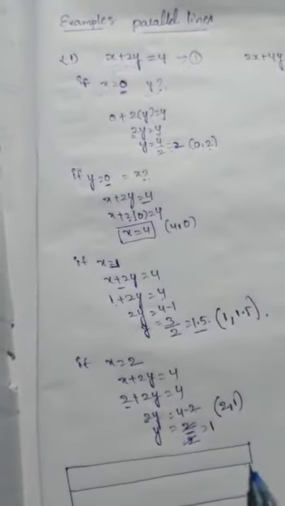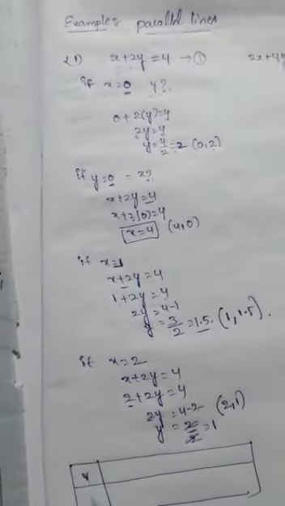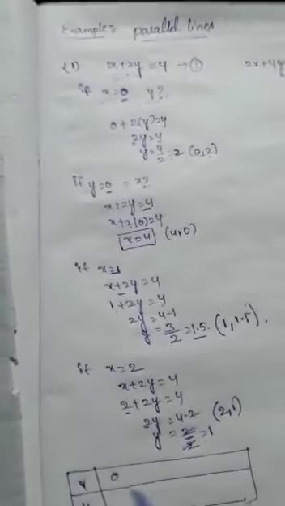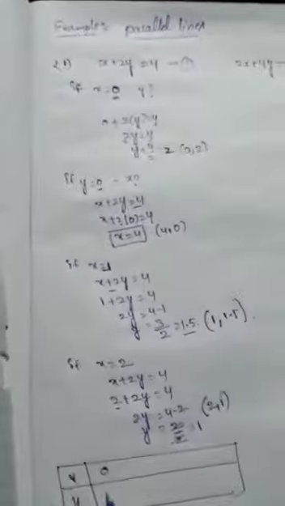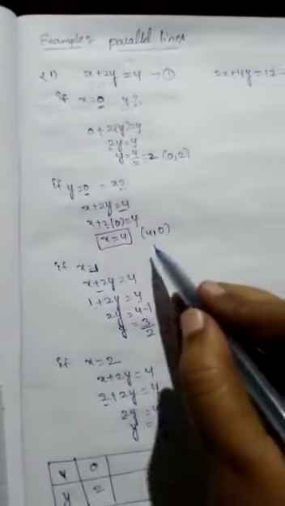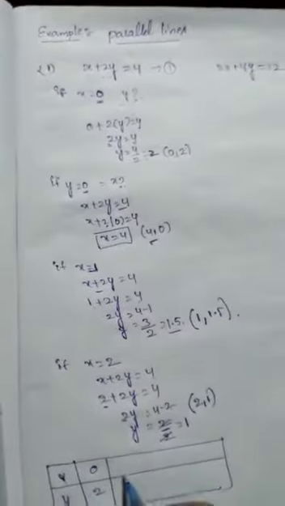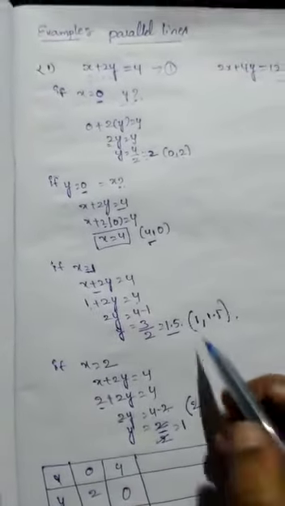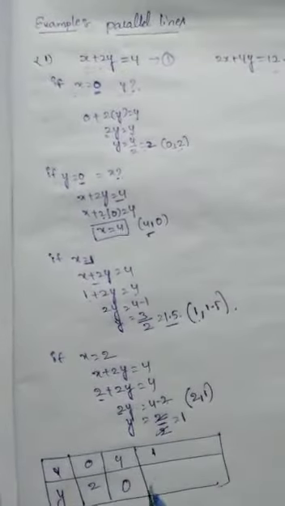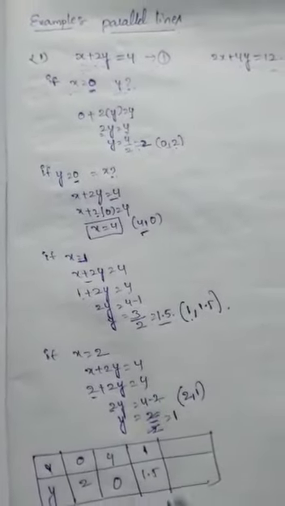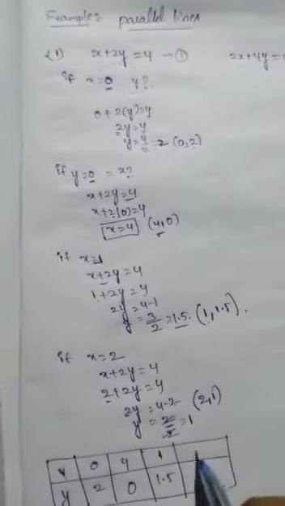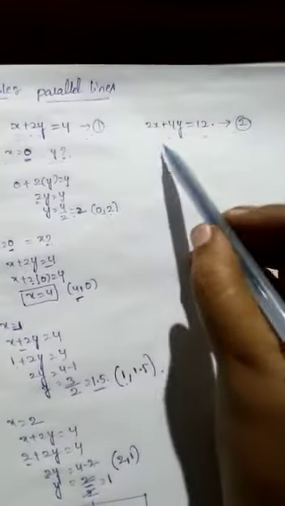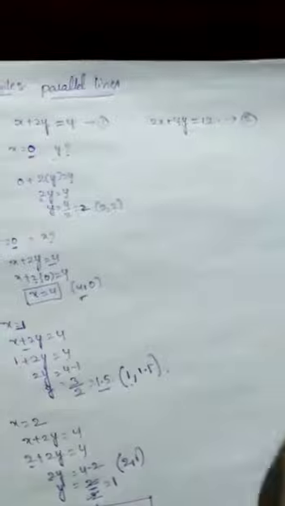Let me write the x and y values in the table. Here x, y. First point, x equal to 0, y equal to 2. Next point, x equal to 4, y value equal to 0. Next point, x equal to 1, y value 1.5. Next, if x equal to 2, y value 1. Okay.